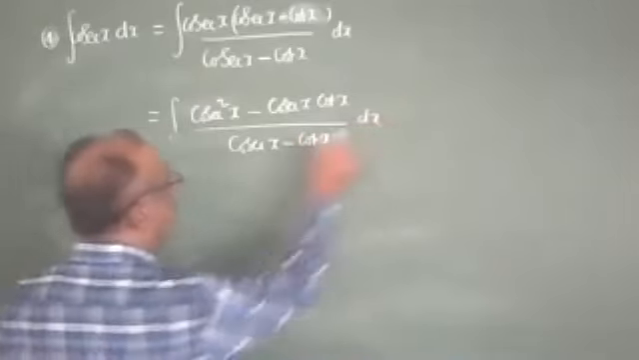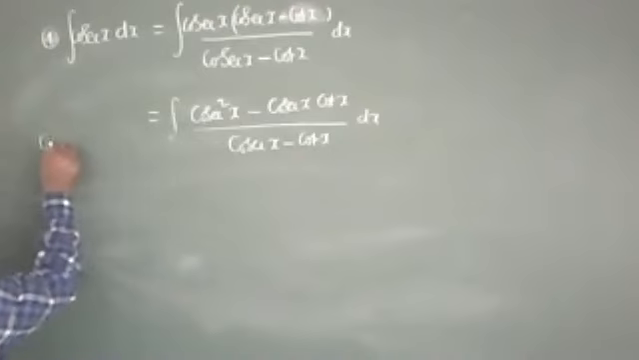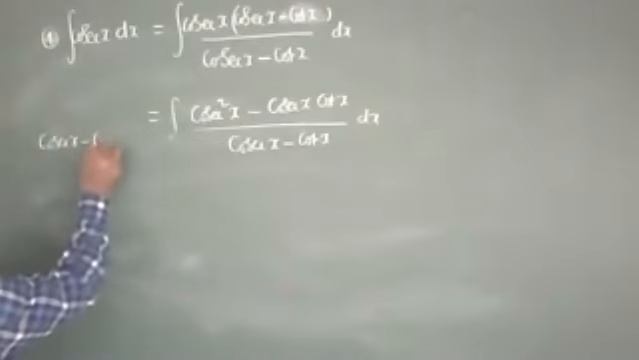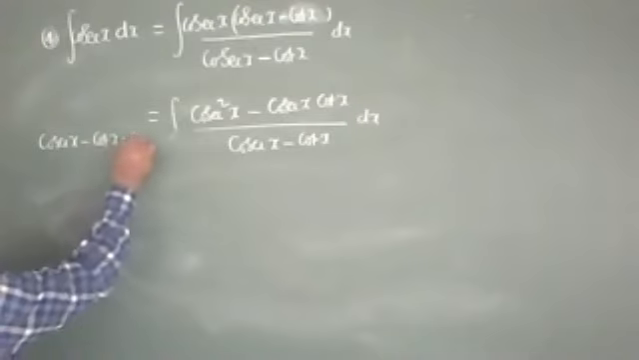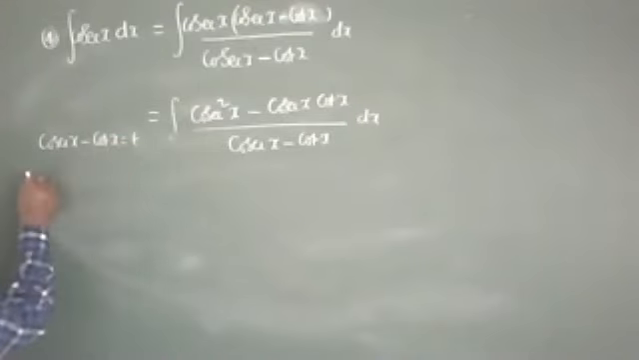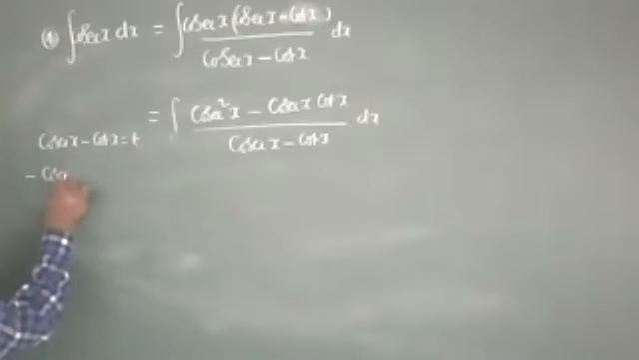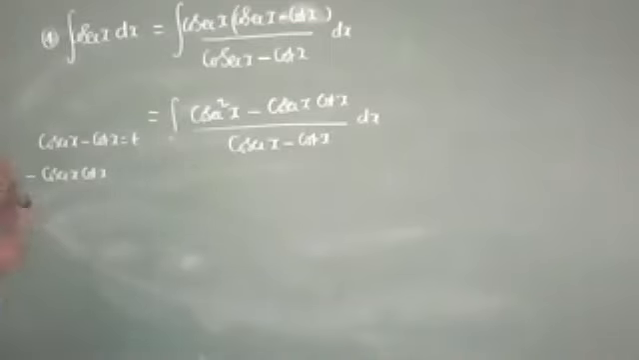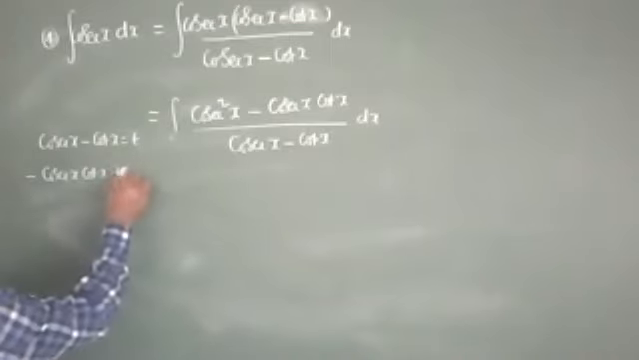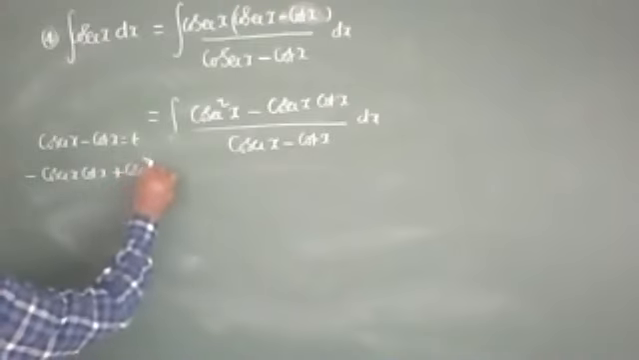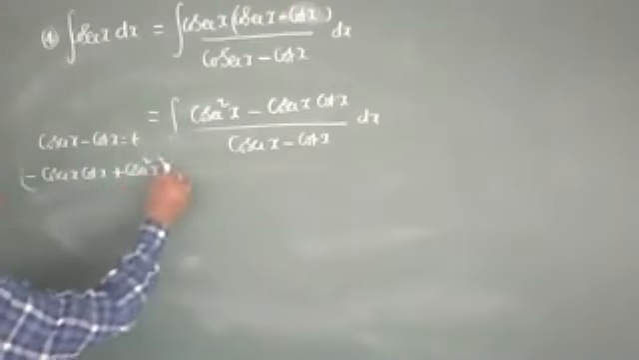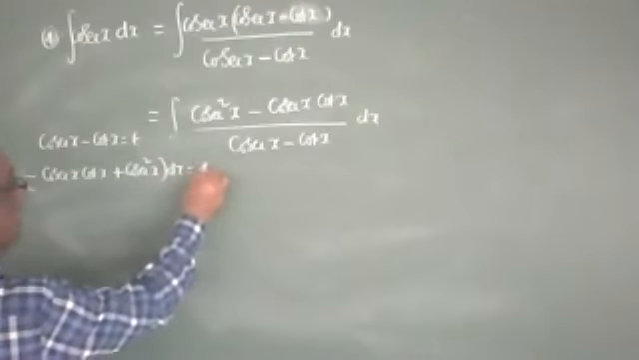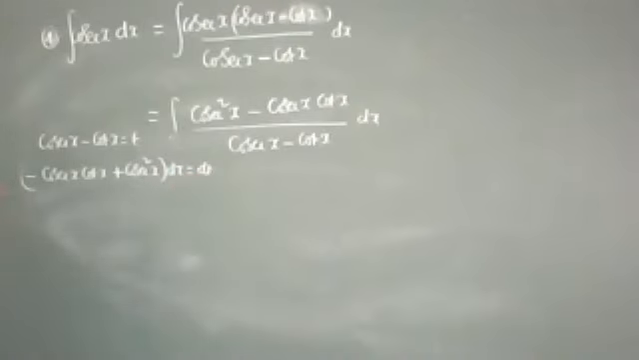So now the denominator, cosecant x minus cot x, let it be t. What is the formula for cosecant x derivative? Minus cosecant x into cot x. Cot x derivative is minus cosecant square x, so minus minus is plus cosecant square x. Derivative itself, dx is equal to dt. Right, take minus common and write down, we get the answer.